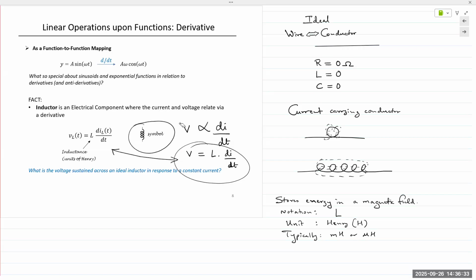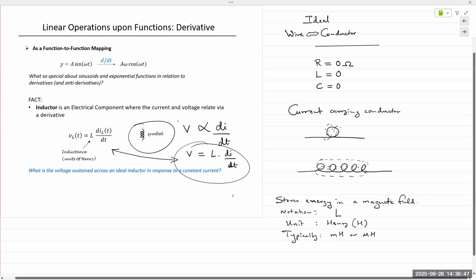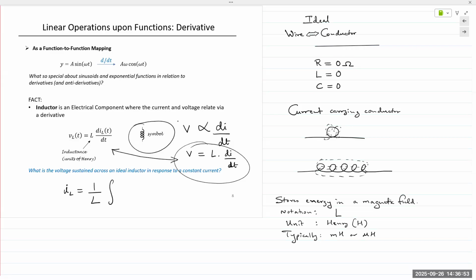All right, what else? If voltage is proportional to the derivative of the current, we can find the current by integrating both sides. So you integrate both sides, what do you get? You take L on the other side and you integrate, you get I, or IL, is equal to 1 over L integral of VL(t) between 0 to t, where t again is the variable.